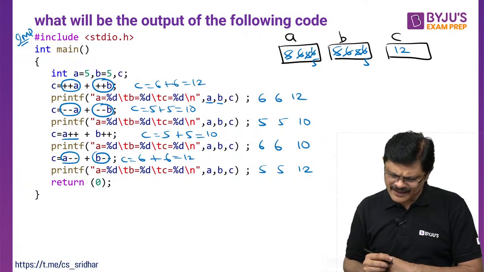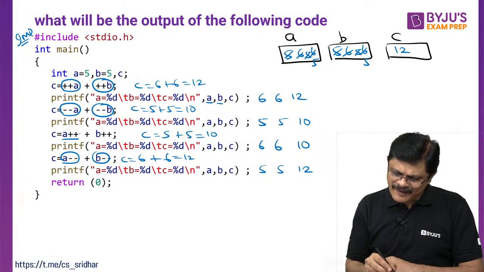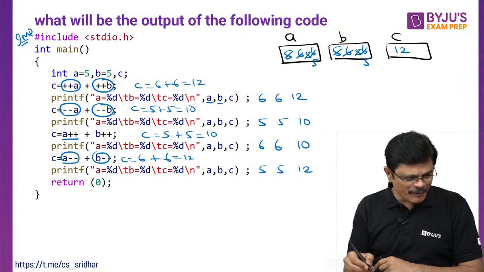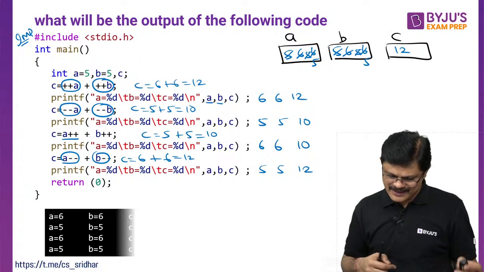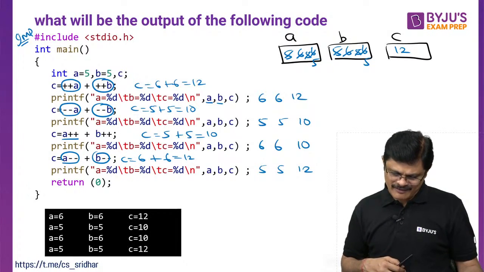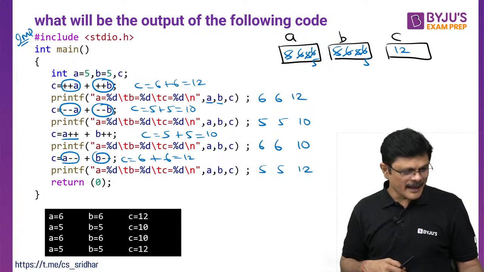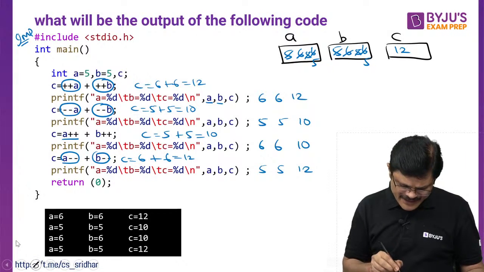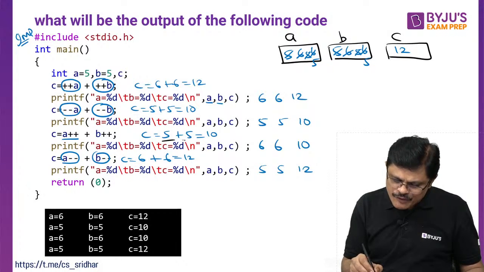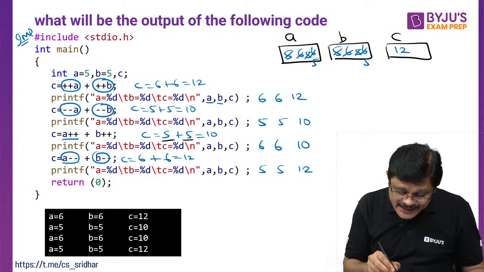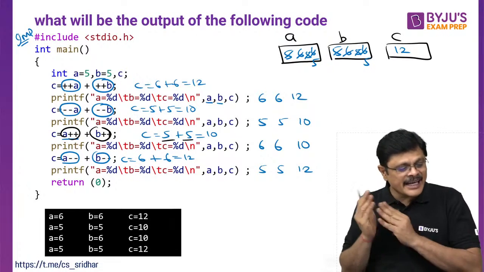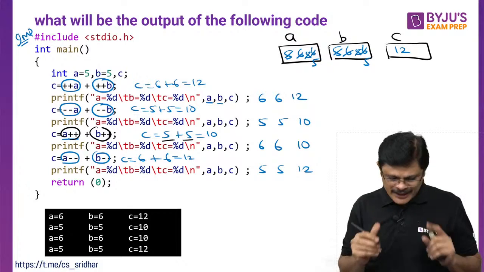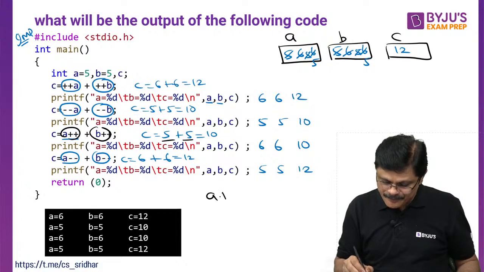Third, 5, 5, 10. See, 5, 5 is updated to 6, 6. Before moving to the next one, they update. See, 6, 6, 12, 5, 5, 10, 6, 6, 10, 5, 5, 12. They update before going for the next one. Here they are used as 5, 5, but after assigning, they get incremented. Got it? See, I told you this one.